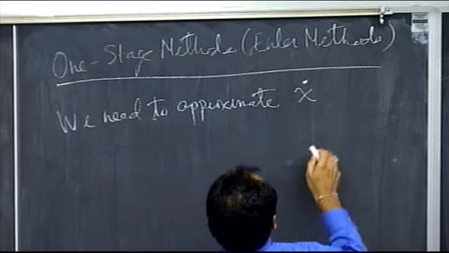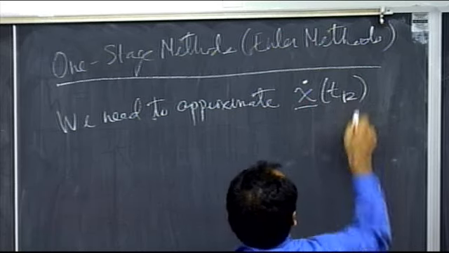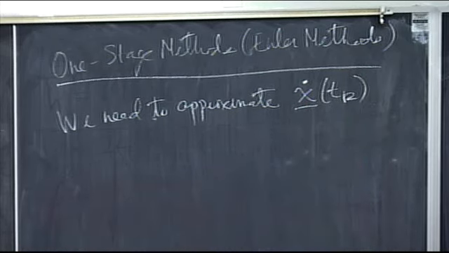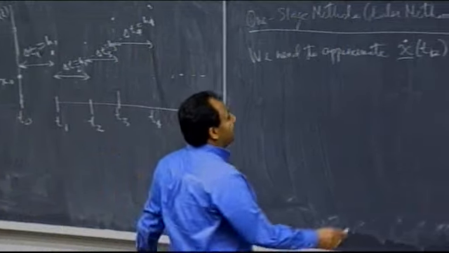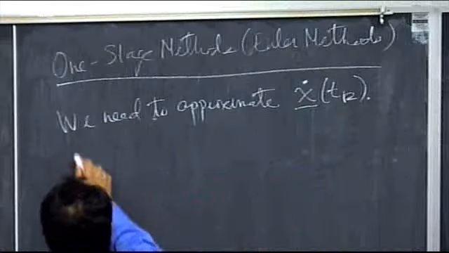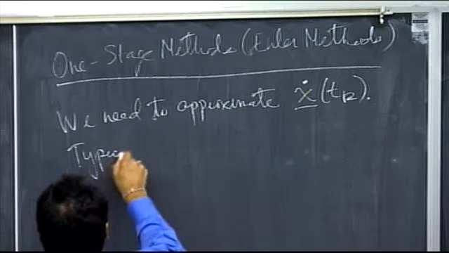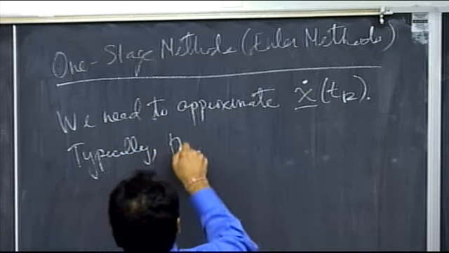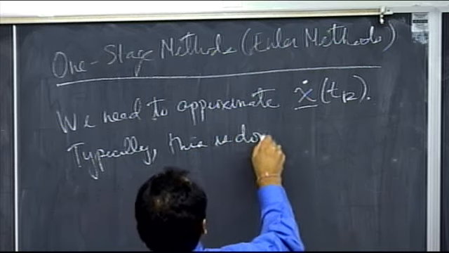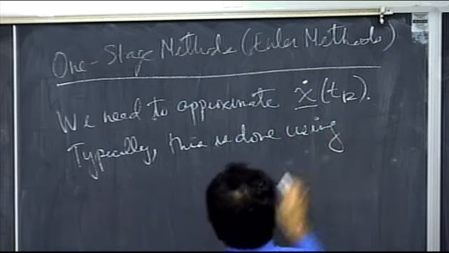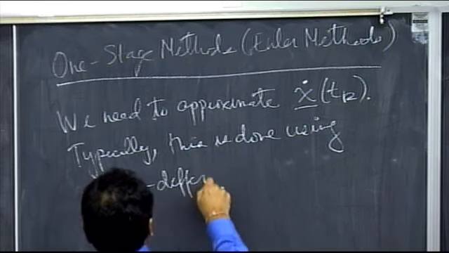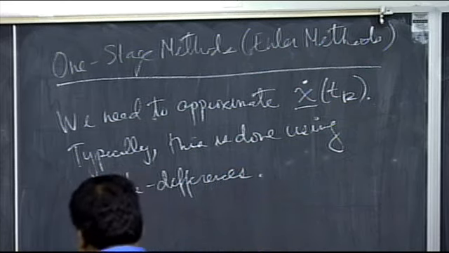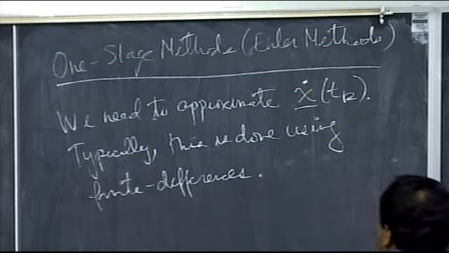x dot at some point tk, right? Now, what are the ways that we can approximate the rate of change of the state, or the rate of change of x? Well, there are a bunch of different ways, and most of them are by finite differencing. Typically this is done using finite differencing, or finite differences. So there are a number of ways to approximate the derivative.